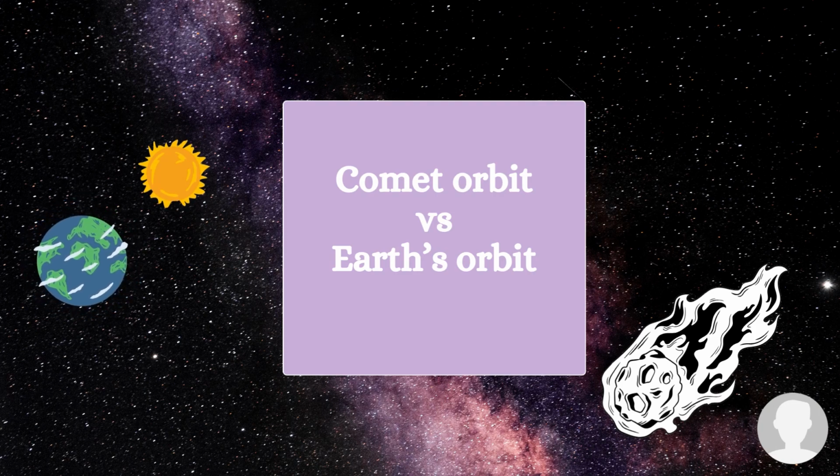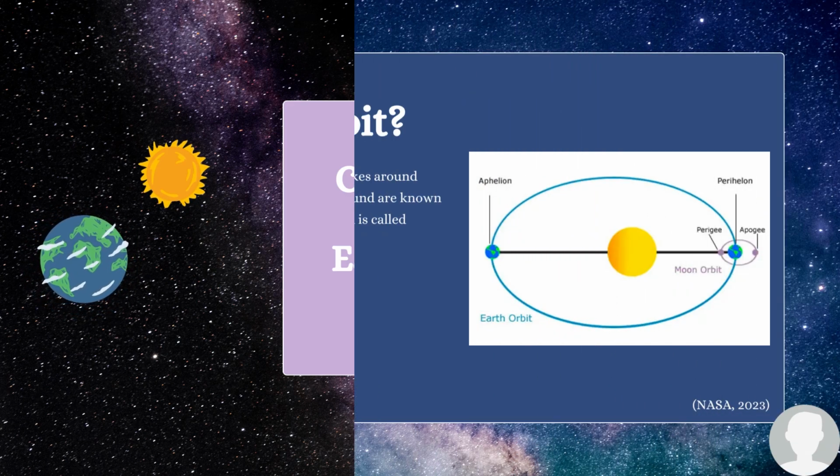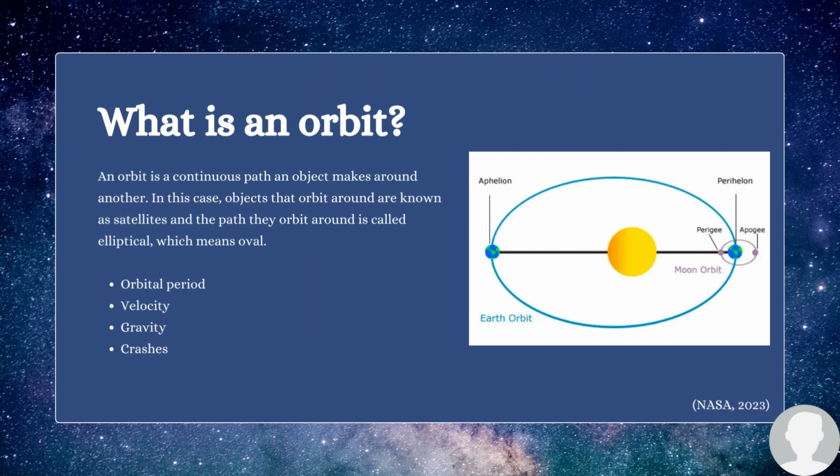Next, we will be talking about the difference between a comet's orbit and Earth's orbit. Before I explain the difference, I would like to explain what an orbit is. An orbit is a continuous path an object makes around another. In this case, how things orbit around Earth and how comets orbit. The objects that orbit are called satellites, and the shape they go in is called an ellipse, which means oval. An orbital period is the length of time it takes for one orbit.